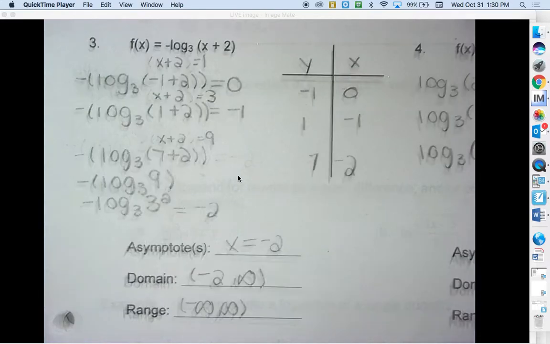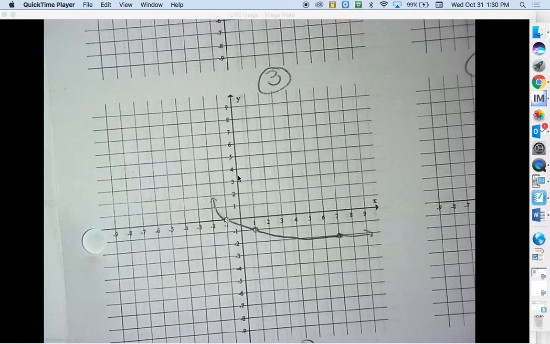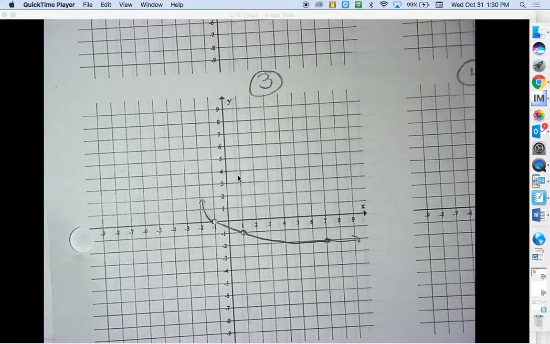And then the graph looks like that. And the asymptote is negative 2. The domain is negative 2 to infinity, and then the range is negative infinity to positive infinity. Any questions?